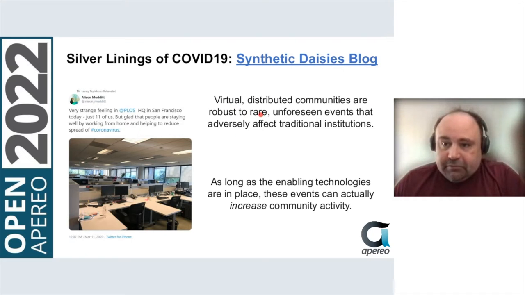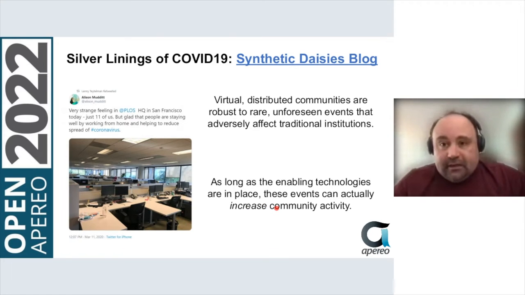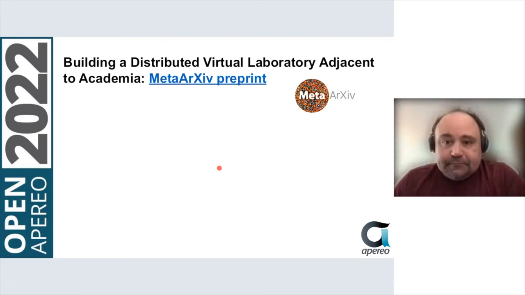Virtual distributed communities are robust to rare unforeseen events that adversely affect traditional institutions, such as a pandemic. As long as the enabling technologies are in place, which I'll go over some of in the talk, these events can actually increase community activity. What I found in terms of the Orthogonal Lab is that there was a massive increase of activity in our organization during the pandemic, because we offered things that the traditional universities could not offer at the time, or people were looking for opportunities to interact online.